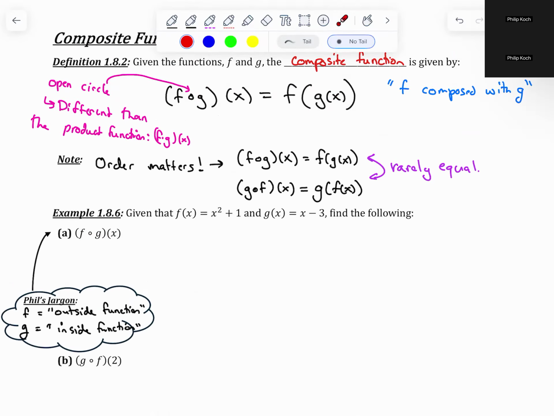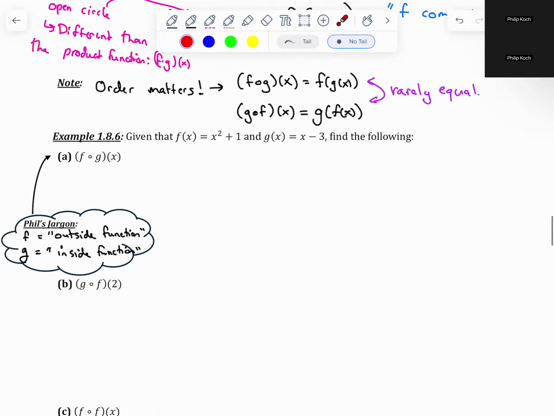So in the next case, with g composed with f of 2, this time f is the inner function, g is the outer function. So whatever function is closer to the input x, or whatever it may be, that's the inner function.